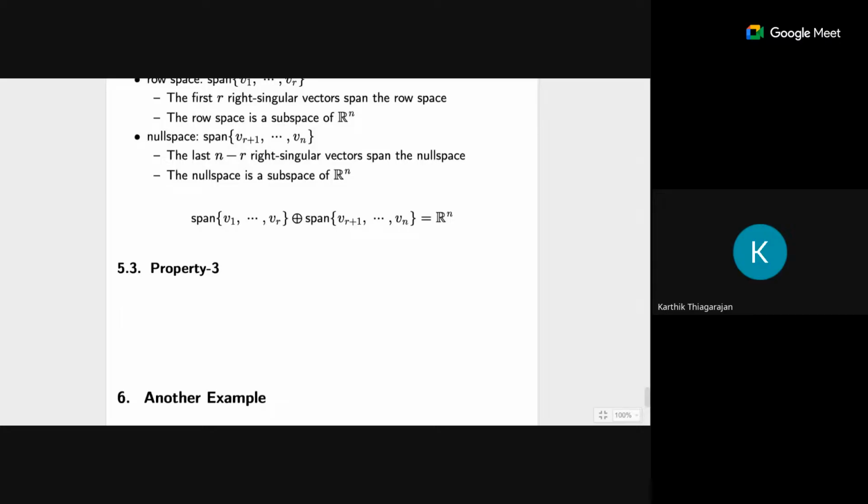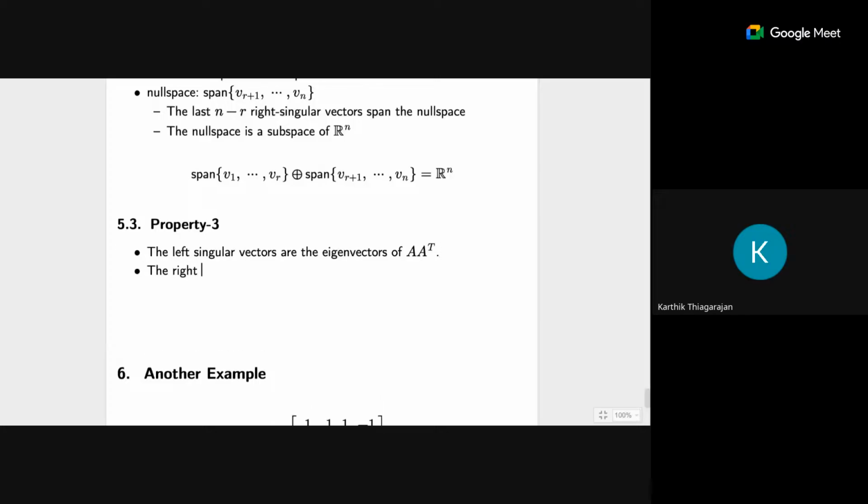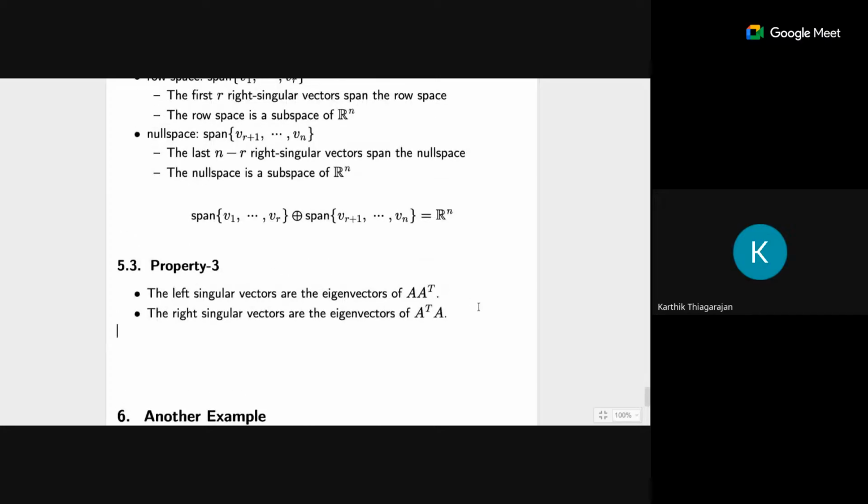Okay, so now the link between A transpose A and A A transpose. The left singular vectors are the eigenvectors of A A transpose. This is point number one. The right singular vectors are the eigenvectors of A transpose A. We already saw that; that is how we actually derived the SVD in the first place. This is point number two.